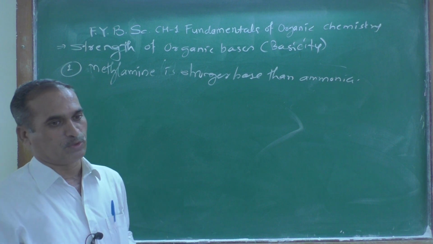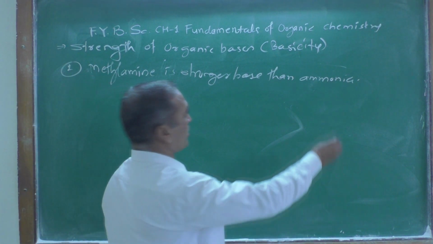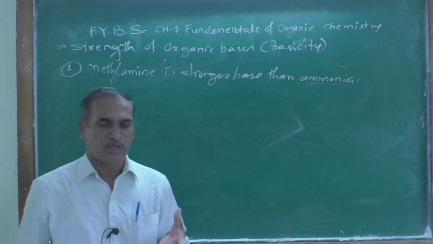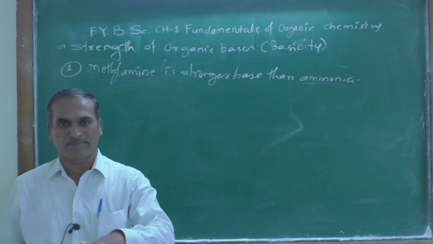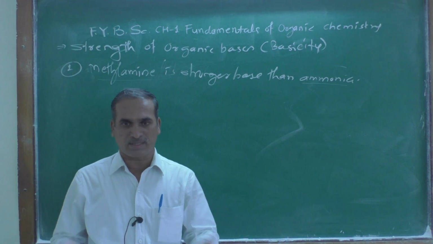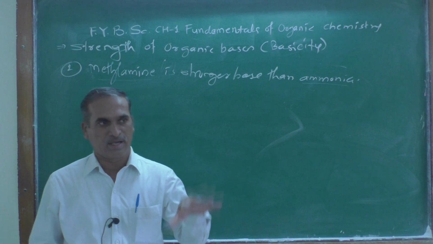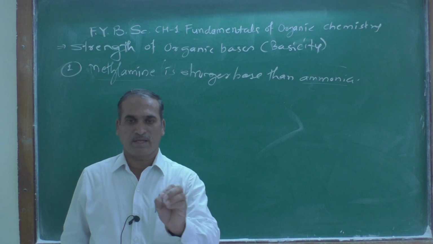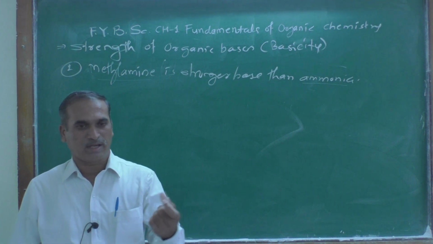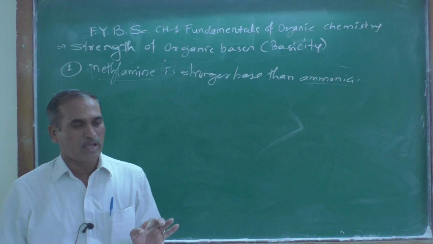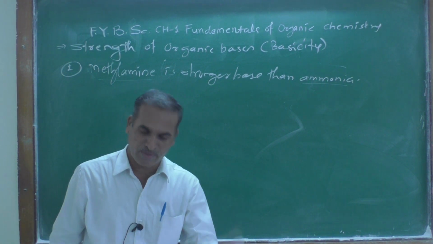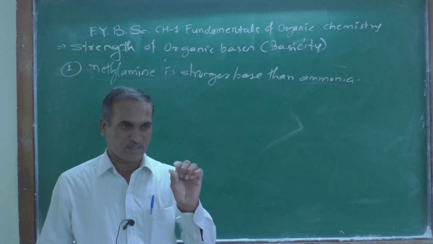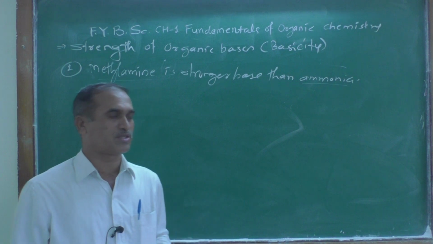Most of you know the structure of ammonia as well as the structure of methylamine. You might know amine as a chapter from your previous classes in 11th or 12th standard. Amine means what? The organic compound having the general formula RNH2 is known as an amine, where R is an alkyl group or aryl group and NH2, the amine group, is the functional group. And functional group is the site of the reaction.